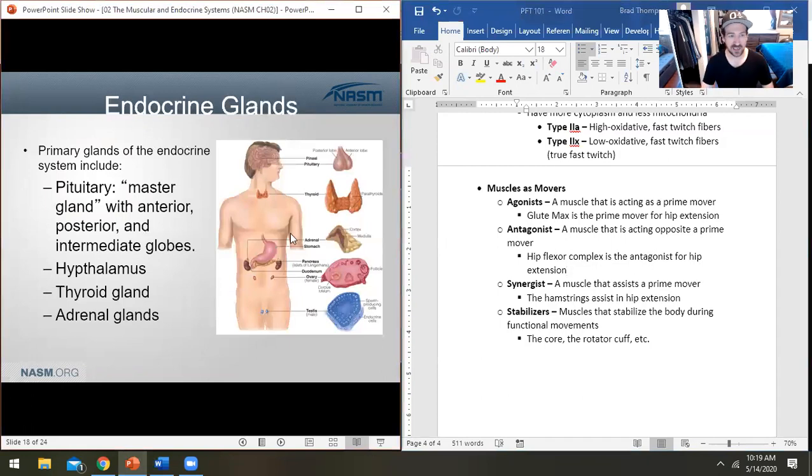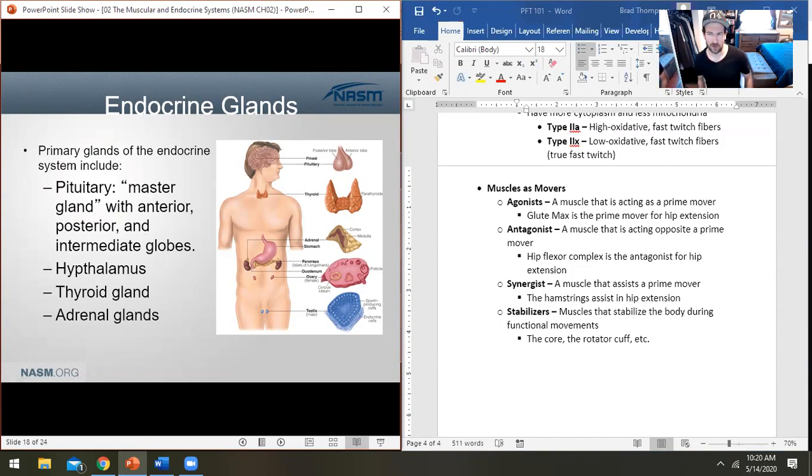So you can see here, you've got your main gland when it comes to your endocrine system, which is going to be your pituitary gland. We call that the master gland. And that is what triggers other hormones to get created.